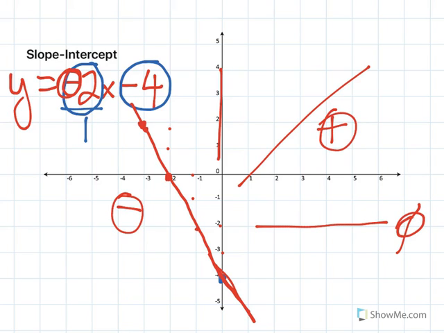And if it's a vertical line, it's undefined. So make sure when you're looking at the equation here, you're looking at those signs, not only of the slope, but of the y-intercept. Those are the important things right there. And if you graph those right, you will get your line right.